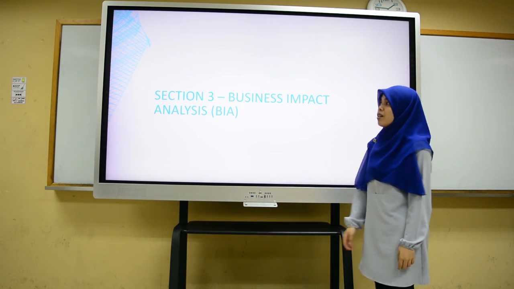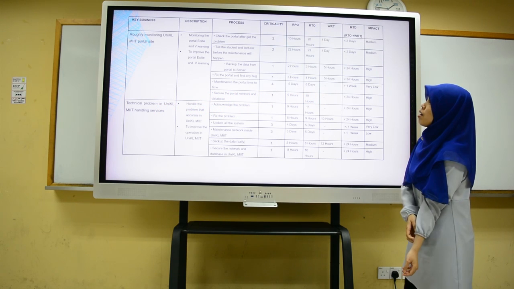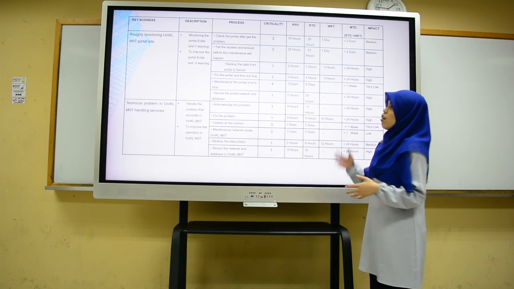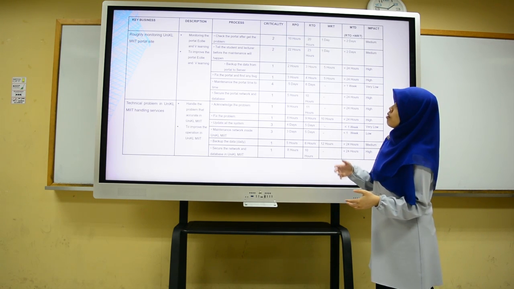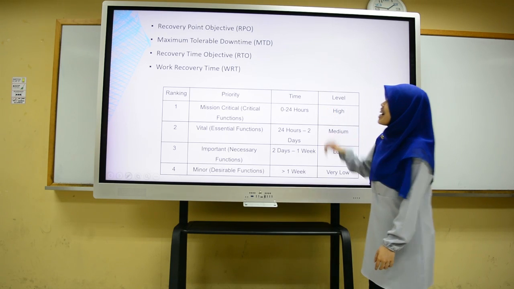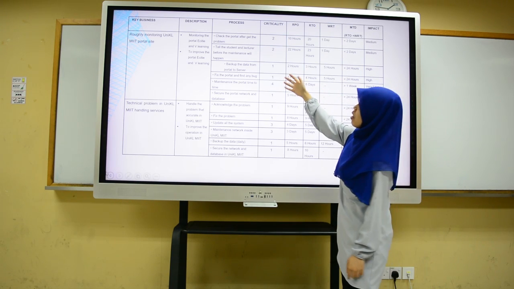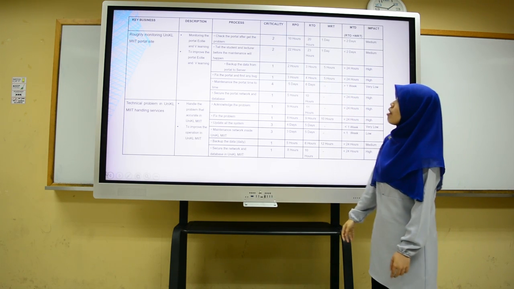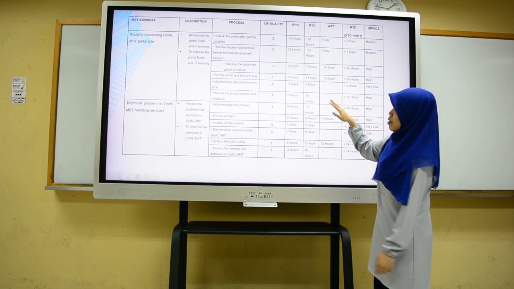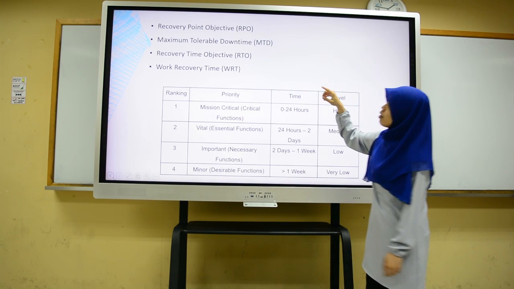I'm going to present the next section, section 3, business impact analysis, or in short BIA. BIA is the process of determining and evaluating the potential impact on the critical business function. Here, from the BIA, we list out the details: the key business, the process, the criticality and the recovery time requirement. I will explain the short terms in the table.